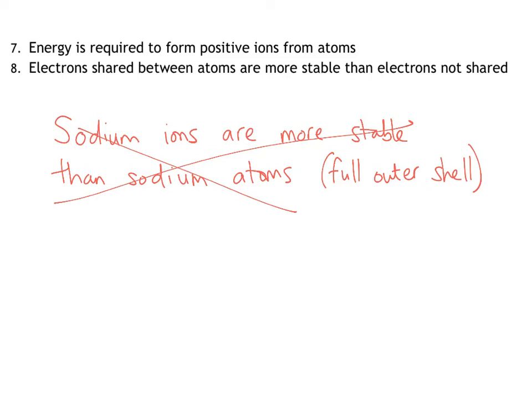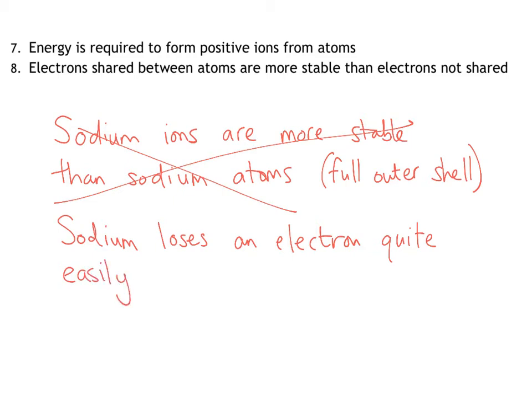You might say that sodium loses an electron quite easily. Sodium loses an electron quite easily compared to lots of other things. Sodium is quite ready to lose an electron, which is why it's a reactive metal, and why it tends to react with lots of things at room temperature, because it doesn't need much energy to lose an electron.